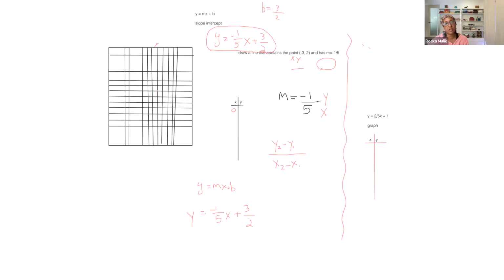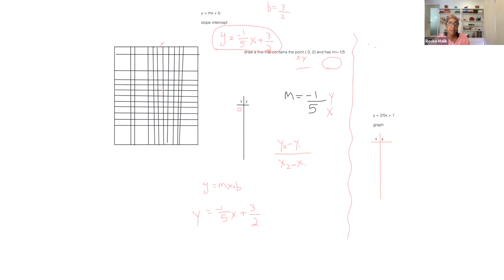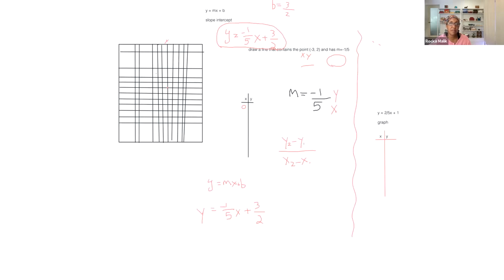Okay, where do you want to start graphing? In order to put something on the graph, I need to have at least 1 point. It would be nice if I had 3 points. I only need 2 points, and I have to start someplace. What's the first point I can start with? Looking at this formula right here, this equation.